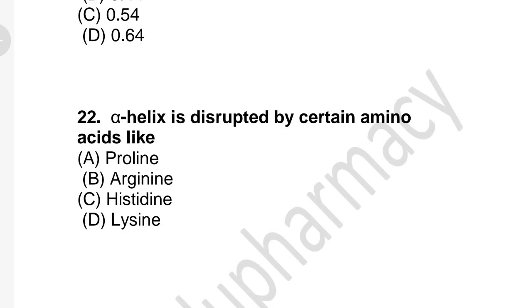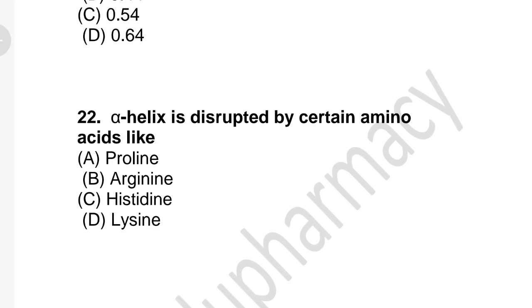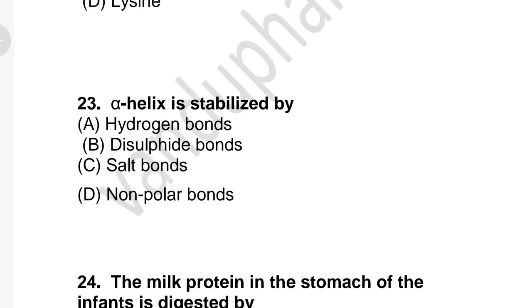Alpha helix is disrupted by option A proline, option B arginine, option C histidine, option D lysine. Right answer is option A proline. Next question. Alpha helix is stabilized by option A hydrogen bond, option B disulfide bond, option C salt bond, option D non-polar bond. Right answer is option A hydrogen bond.